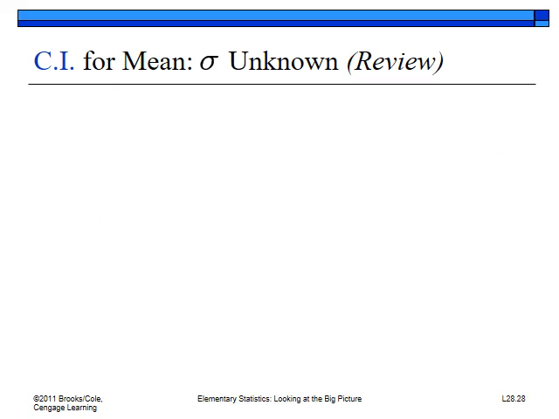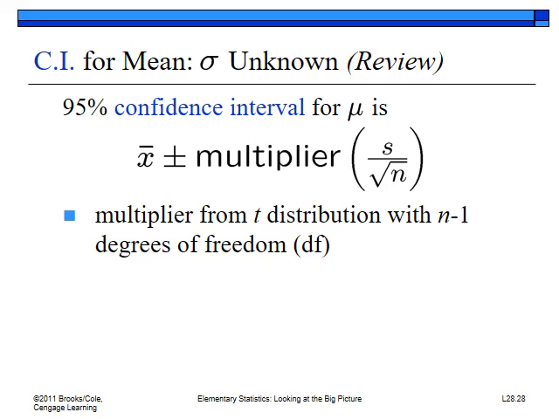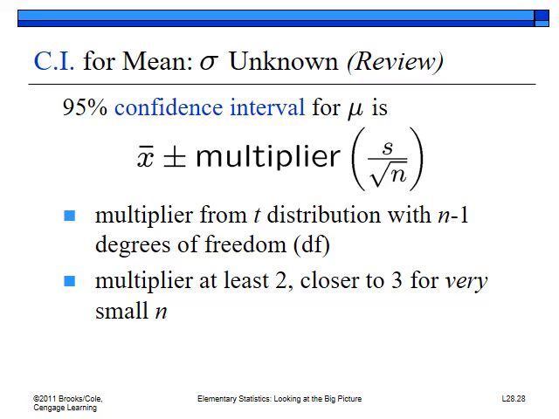Now let's look at confidence intervals. When we don't know the population standard deviation, the 95% confidence interval is computed as the sample mean plus or minus a multiplier times the standard error. That's the standard deviation for the sample over the square root of the sample size. That multiplier comes from the t distribution with n-1 degrees of freedom. The multiplier is always going to be at least 2, and it's going to be closer to 3 if n is very small.